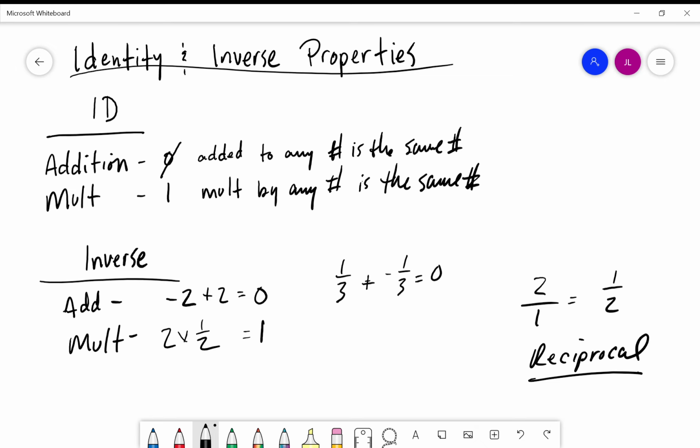So the identity and inverse properties, we're looking at them. Addition, we look at 0. Multiplication, we look at 1.